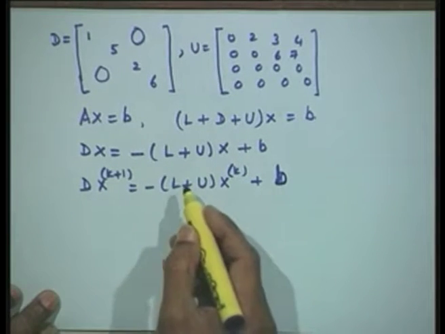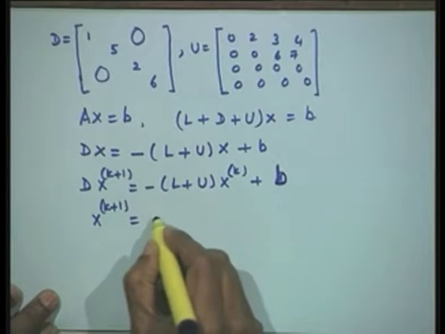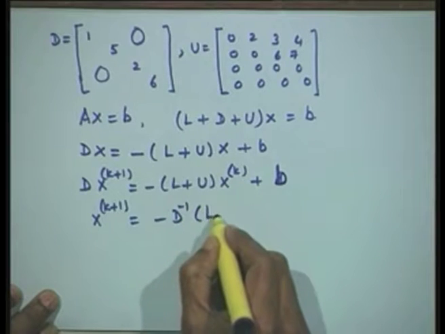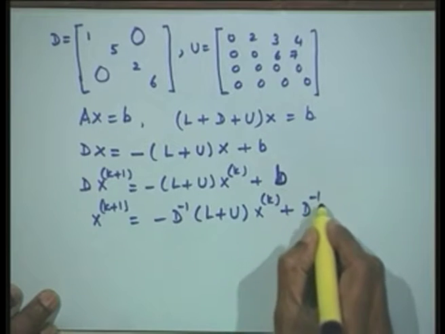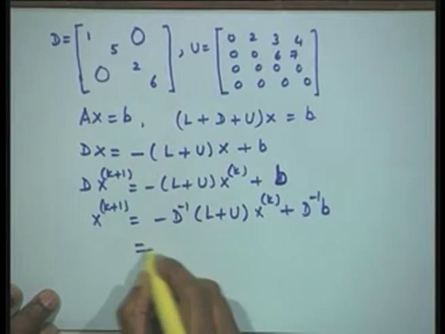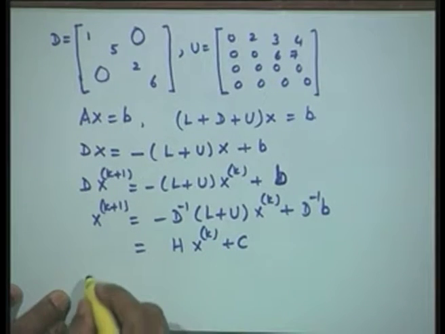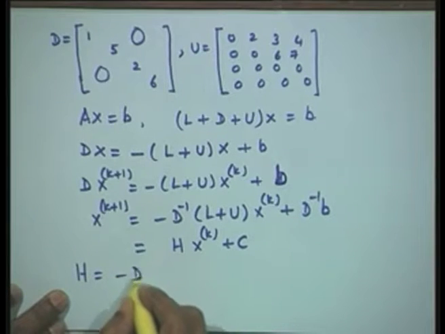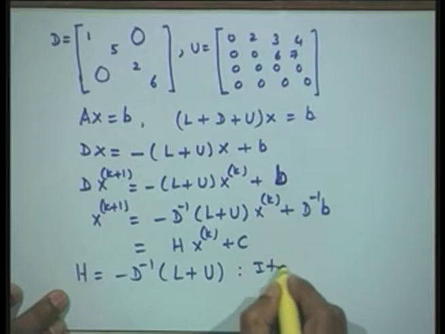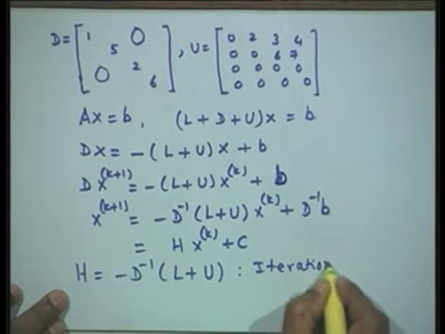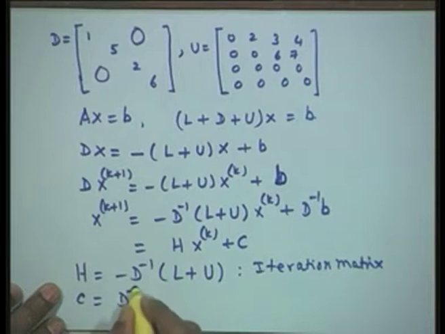Now, I take D to the right hand side, invert D. So, I will write this as x^(k+1) is minus D inverse (L plus U) x^(k) plus D inverse b. This is our H x^(k) plus c which we had written earlier. Therefore, H is minus D inverse (L plus U). This is our iteration matrix, and c is D inverse b.